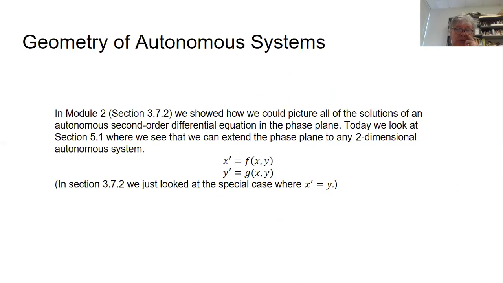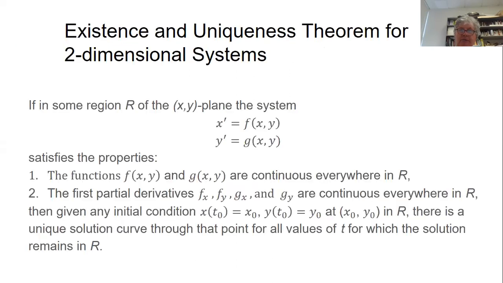Remember, a two-dimensional autonomous system looks like x prime equals some function of x and y, and y prime is some other function of x and y. When we did section 3.7.2, we had the special case where x prime equals y, so then y prime is x double prime, and that's how you did second order differential equations. But we're going to look at the general case today.